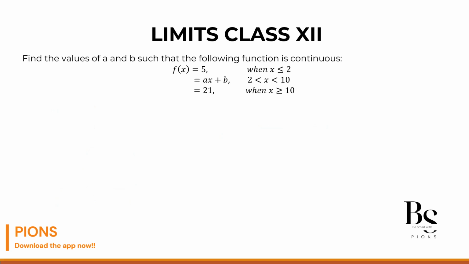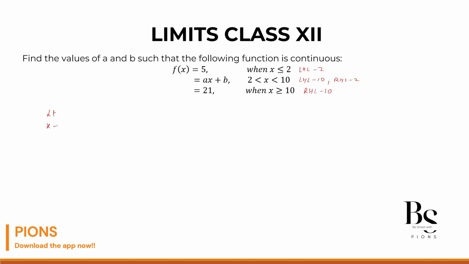So here is our next question. Question says find the value of a and b such that the following function is continuous. So let's see how to figure out the values of a and b. So when x is less than 2, this is our LHL for 2. This is our LHL for 10. This is our RHL for 2. And this is our right hand limit for 10. Right? So let's start with 2.